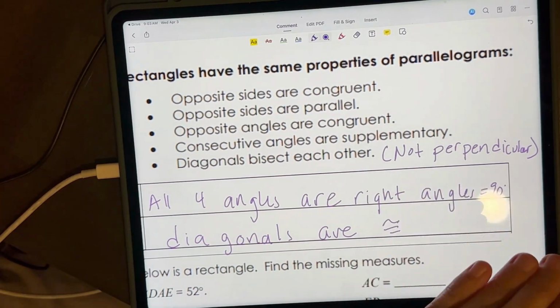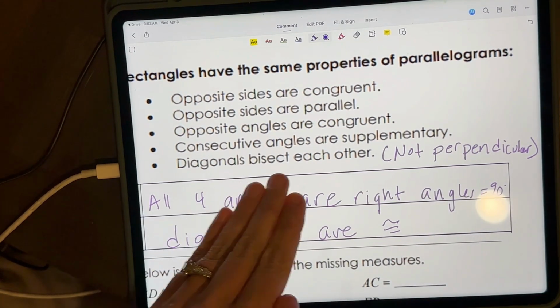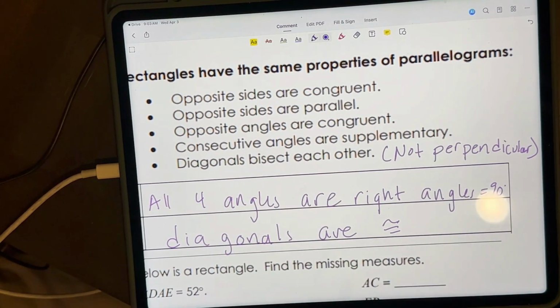What is important about rectangles is that although the diagonals are bisected, they are not perpendicular bisected. They do not bisect at 90 degrees. That's super important because when we get to squares, squares are going to be at 90 degrees and all that. But the diagonals in a rectangle are not perpendicular. They cut in half, but they don't cut in half at 90 degrees.